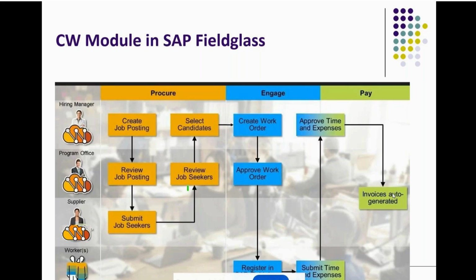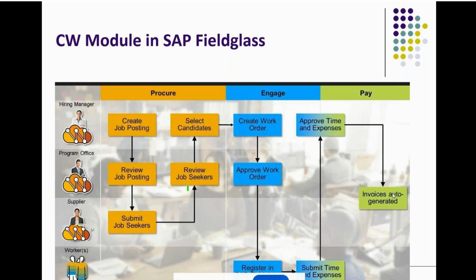Once they are selected, SOW workers are created in service procurement. Similarly, a work order is created. A work order is nothing but a work order ID of a worker. Once it is created, it is approved by the program office, and similarly, as we saw in the service procurement model, the worker gets a registration link or email.